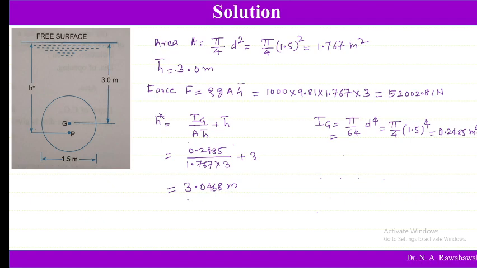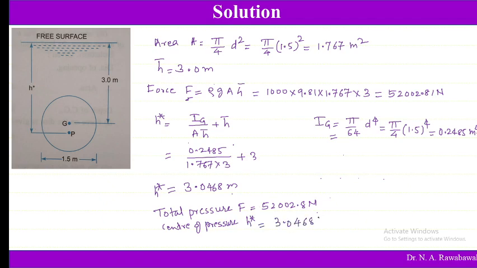So this is how we get the distance of center of pressure and the total pressure F. So the answer is: total pressure F is equal to 52,002.8 Newton, and center of pressure H star is equal to 3.0468 meters.